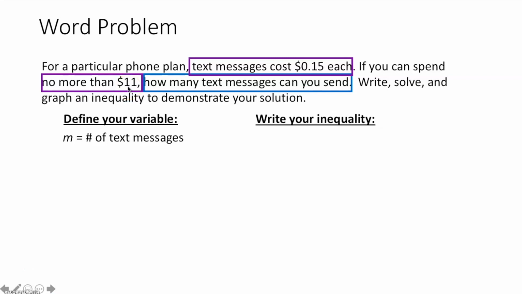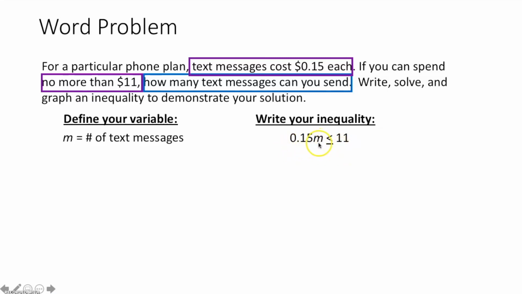So no more than means the max amount that it could be is $11. The most it could be is $11. So you have to be less than or equal to $11. So 0.15 times M, your cost, has to be less than or equal to $11. Sweet. Now we solve this inequality. So now we simplify, move, solve. First, simplify either side. Already done. Next, move my variable to the left. Done.